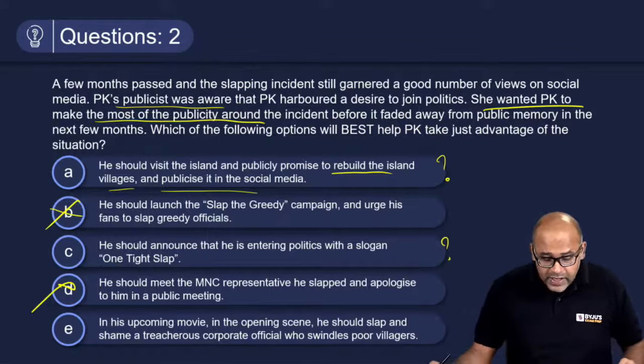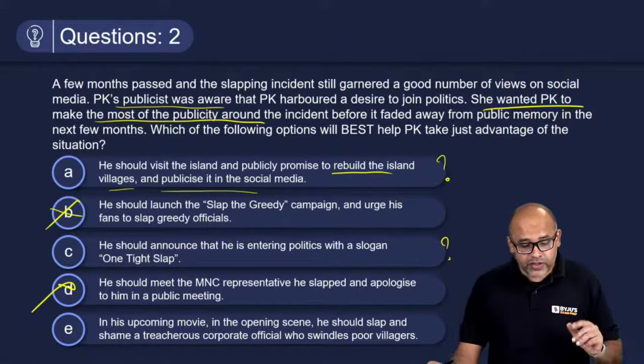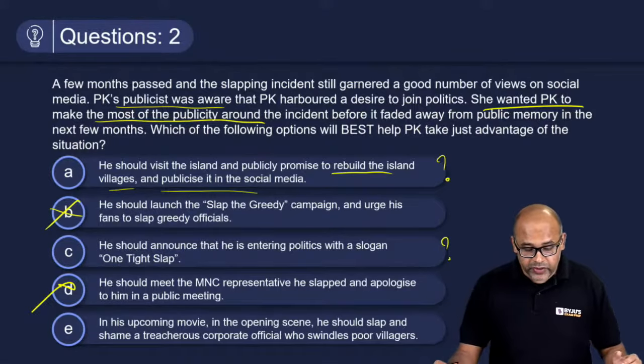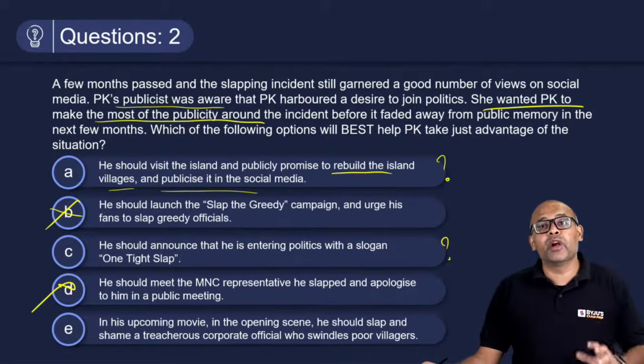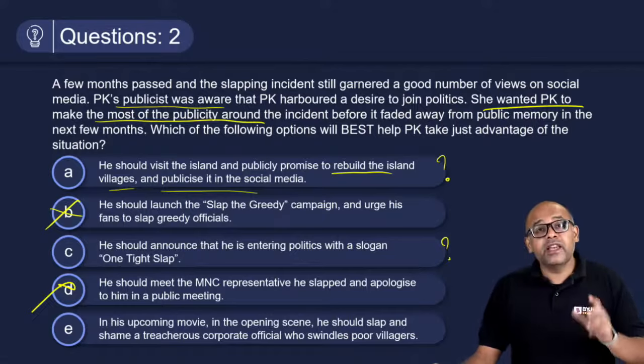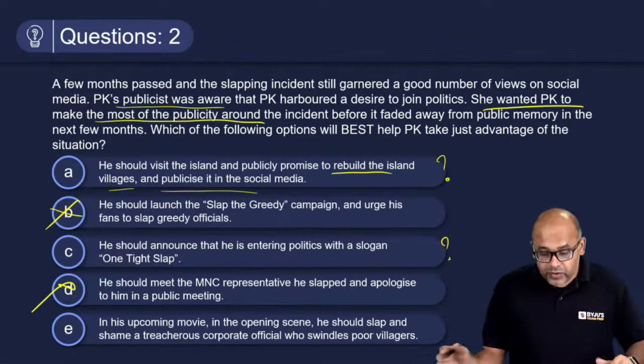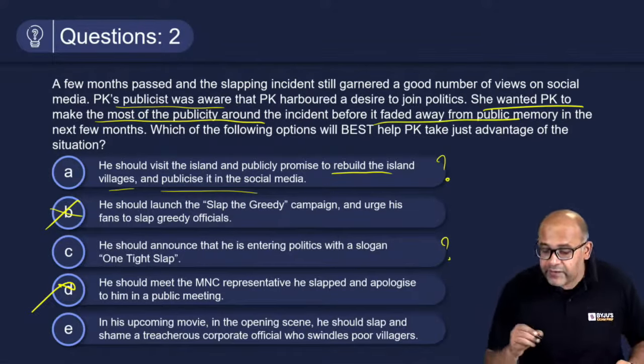Now the last is, in his upcoming movie, in the opening scene, he should slap and shame a treacherous corporate official who swindles poor people. Well guys, E is nothing to do with politics, right? E is just a movie. People forget movies. So remember, fading away from public memory.